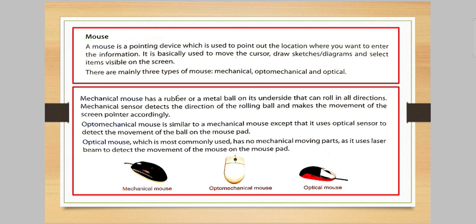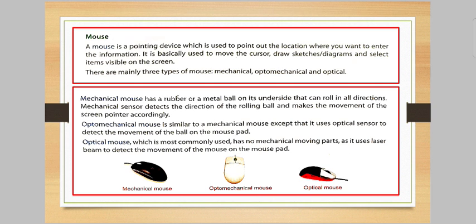So a mechanical mouse has a rubber or metal ball on its underside that can roll in all directions. A mechanical sensor detects the direction of the rolling ball and moves the pointer accordingly. Next, the optomechanical mouse is similar to the mechanical mouse, except it uses an optical sensor to detect the movement of the ball on the mouse pad.